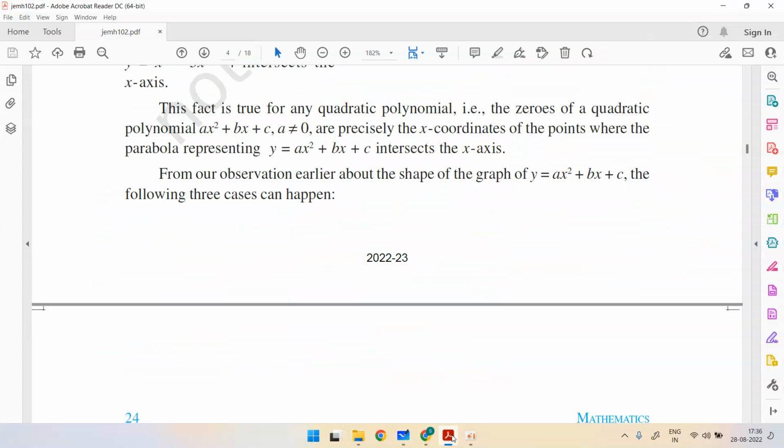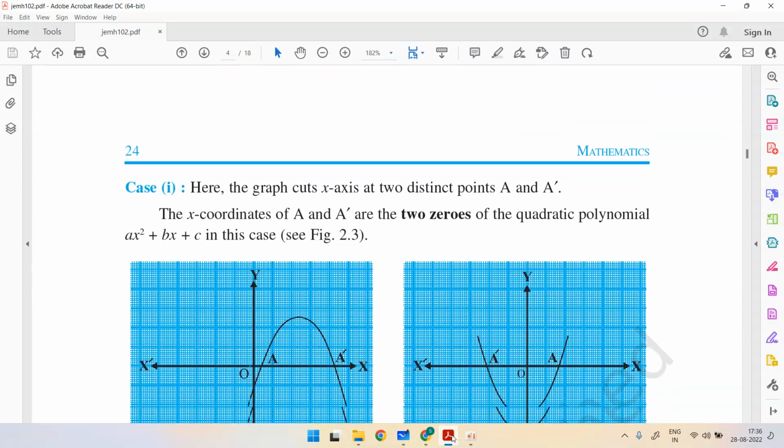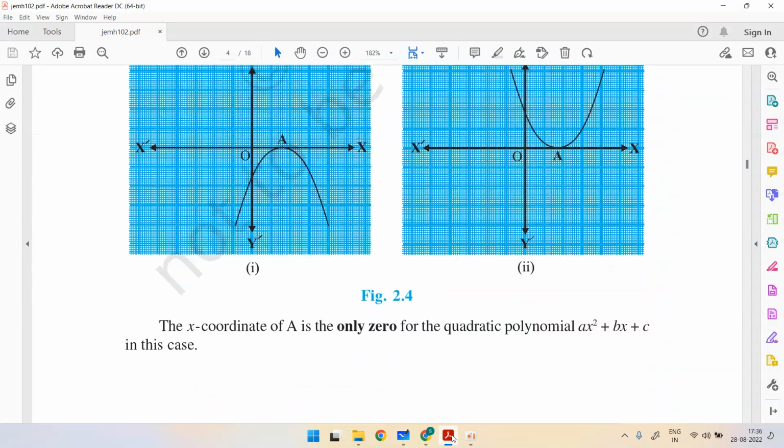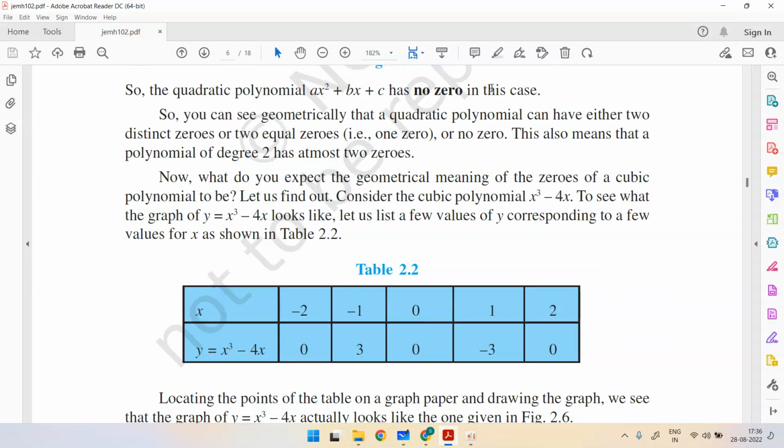Now what is given here? They are doing the same thing. Yes. Quadratic equation.